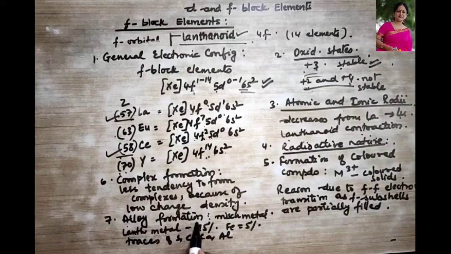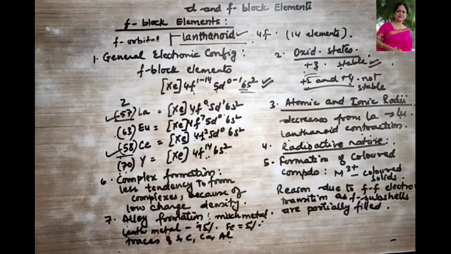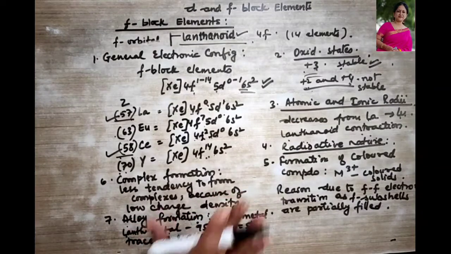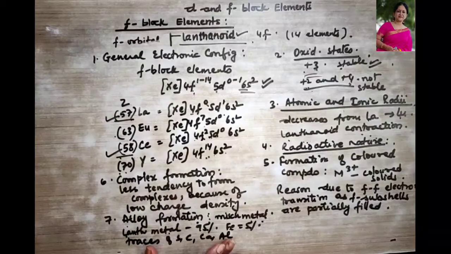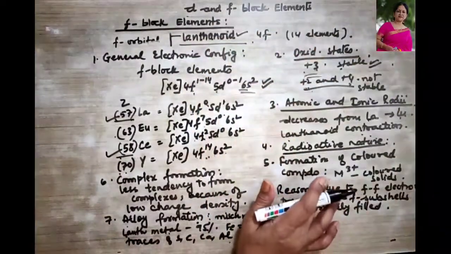So the alloy of lanthanide metal is called mish metal, which is made of lanthanide metal 95% and iron 5% with certain traces. And where are they used? They are used for the production of bullets and shells and even lighter flints. And even the mixed oxides of the lanthanides are used as catalysts in petroleum cracking. Right? So with this, we finish off the chapter of D and F block elements. Thank you.